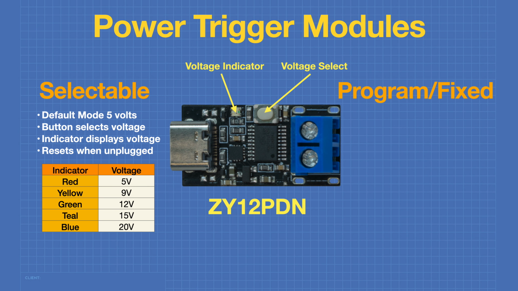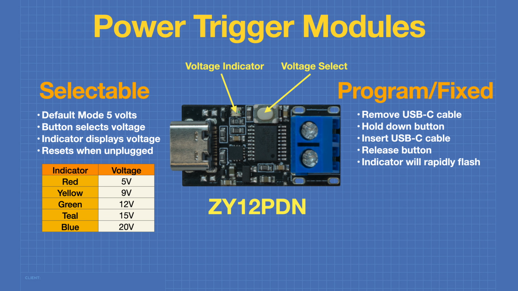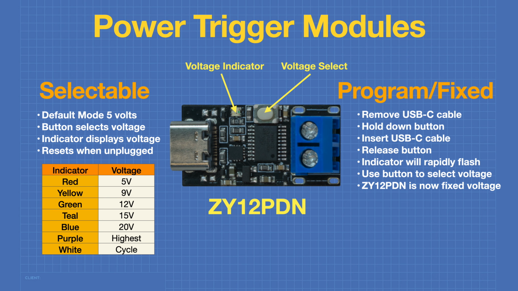The other mode that you can run the ZY12PDN in is the programmer fixed mode, and here's how you accomplish that. First, you remove the USB-C cable from the device. You hold down the button and then insert the USB-C cable. Then release the button. The voltage indicator will rapidly flash, and you can now use the button to select the voltage. Note that there are two additional selections in this mode. The purple indicates the highest voltage. In other words, it'll pull the highest voltage that the USB-PD power supply is capable of.